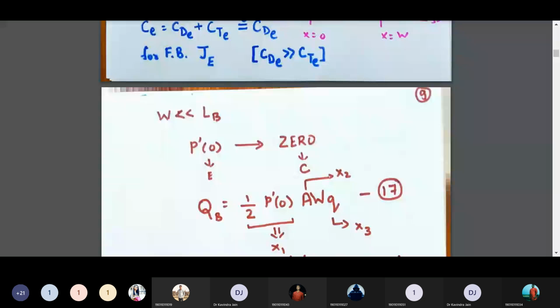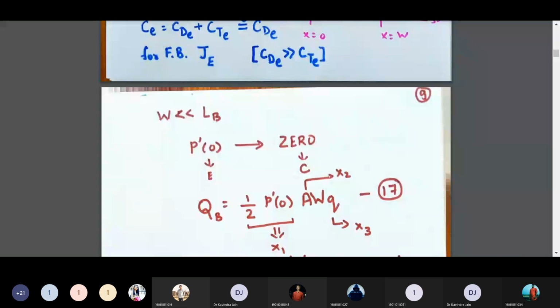Capital A is nothing but the base cross sectional area. The overall cross sectional area of the base is denoted by A. Hence W into A: W was base width, A is the area. So area multiplied by base width would give me volume of my base. WA is nothing but volume of my base.